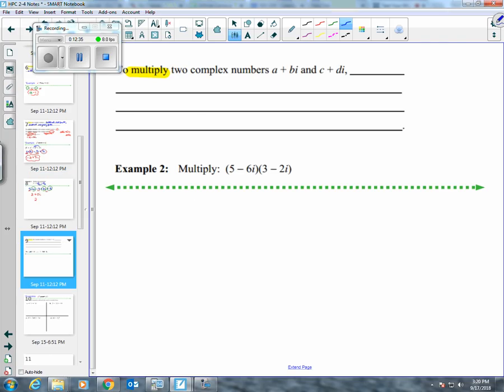Okay, on to new operations. What if you multiply? Well, you multiply exactly how you'd imagine binomials should be multiplied together. Complex numbers are binomials.